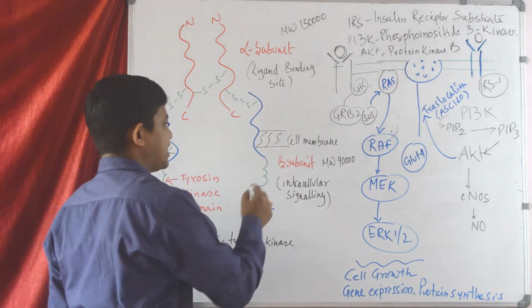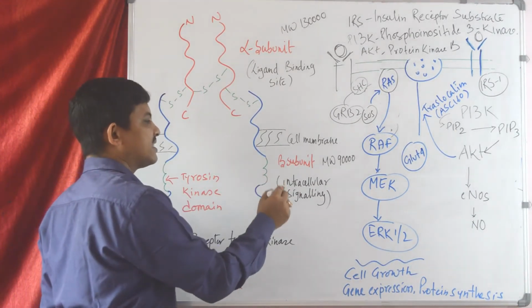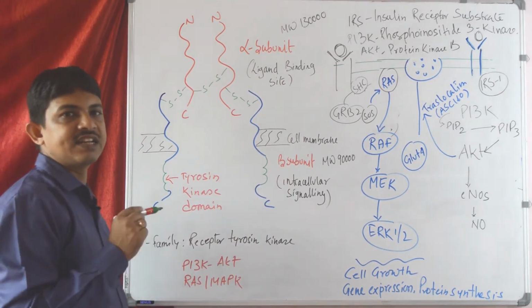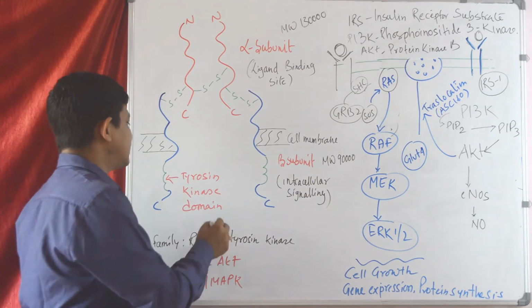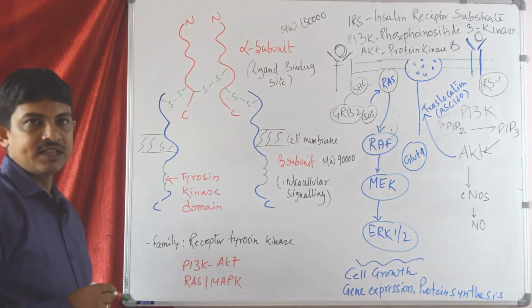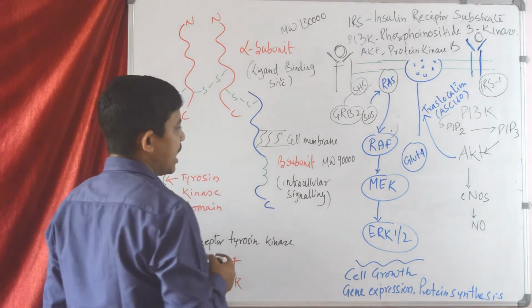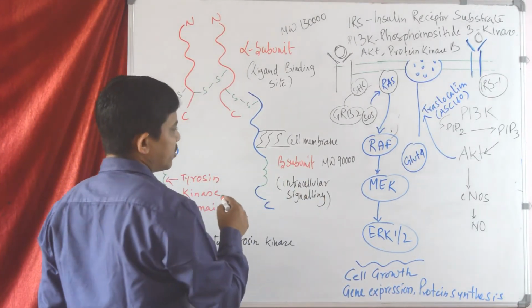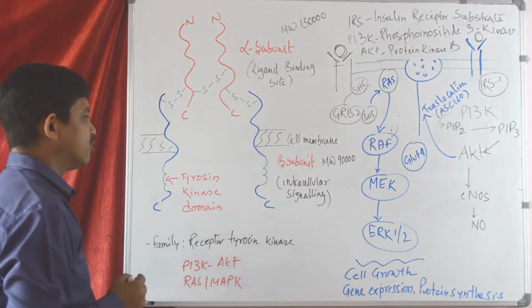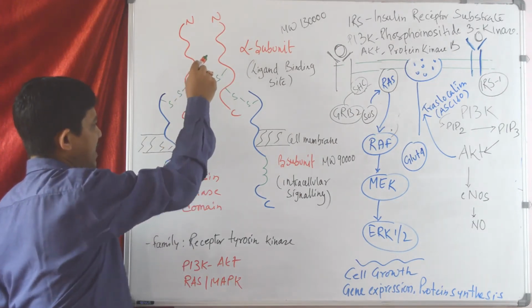Here it is the beta subunit. Now the beta subunit is the intracellular signaling subunit. Why? Because there is a presence of the tyrosine kinase domain. The molecular weight of the beta subunit is 90,000. Now here we can find the alpha subunit and the beta subunit.